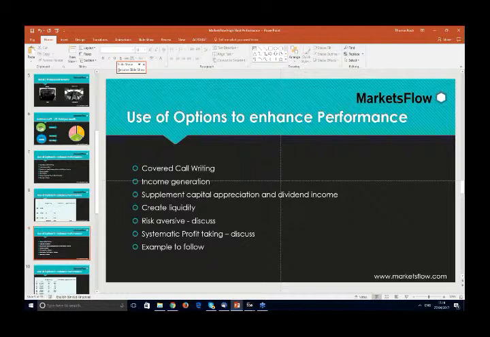Clearly that supplements your capital appreciation and any dividend income you might be receiving. It creates liquidity. What that means is every time you've written a covered call or a put option, you get that money added to your account. So you've got more money to trade. And in the business of investment management, liquidity goes a long way. It is risk aversive because you are getting that guaranteed without speculating. The only speculation you're doing is at the outset, what security you're going to be writing your options on, which is anyway the case whether you're buying stocks or not.